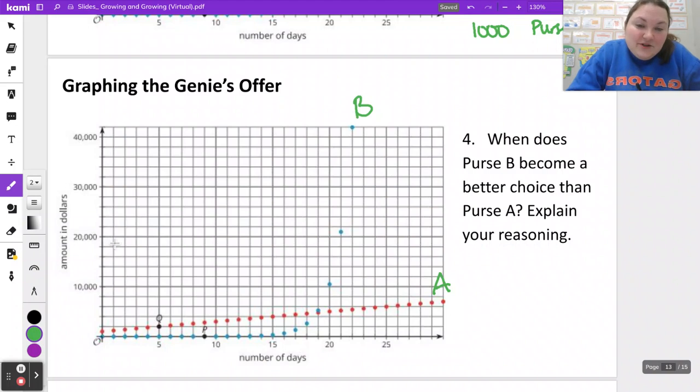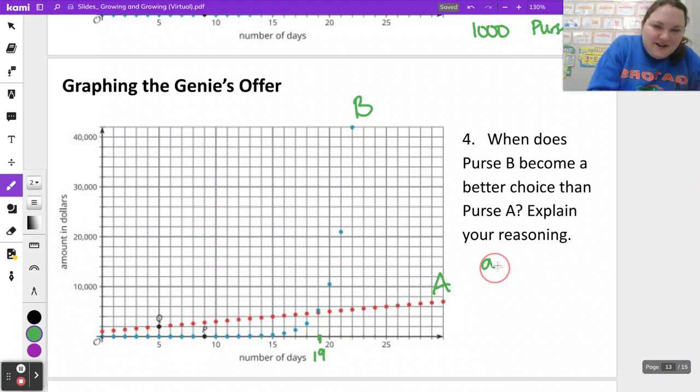Well, it becomes a better choice than purse A on that day where B has more money than A. And so looking at our graph, A is more money. I know that because it's above B. More money, more money, more money, more money. It's not till right here at this day that notice that blue line is just a little bit above A. And that would be on day 19.